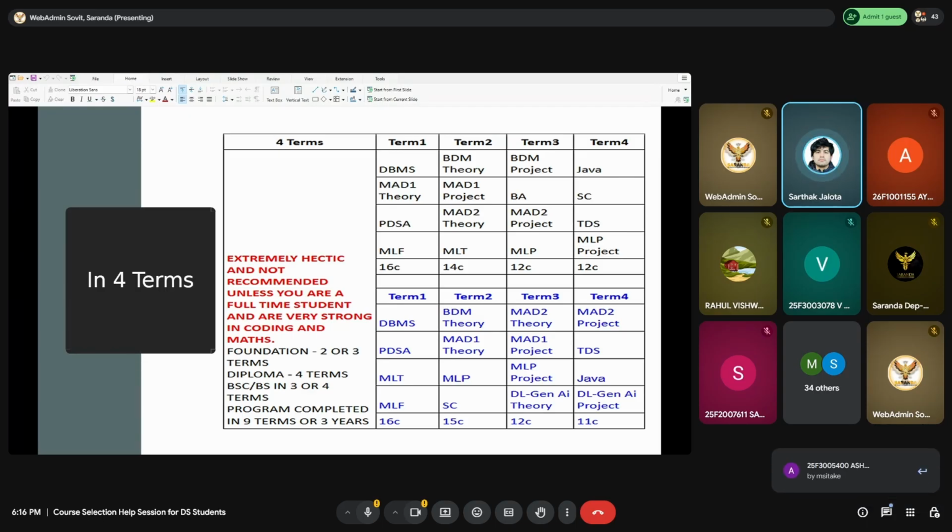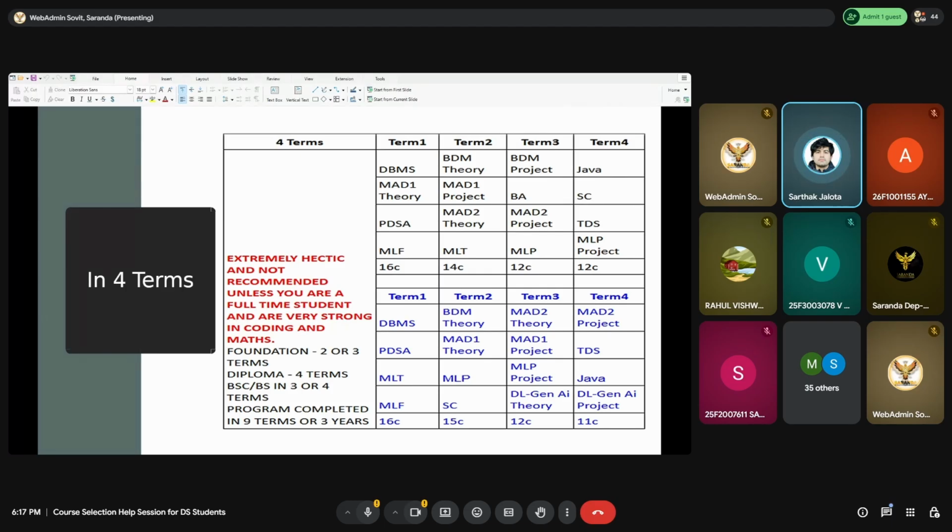Moving on. In term four, you can take Java and system commands. And mind you, the problem with taking Java and system commands in the last term might be that if you fail the OPPE, these two subjects have mandatory OPPE, and so it will take one more term for the OPPE here. And TDS and MLP project, TDS is also a little bit hard. So here, term four is a little bit asymmetric, but doable.